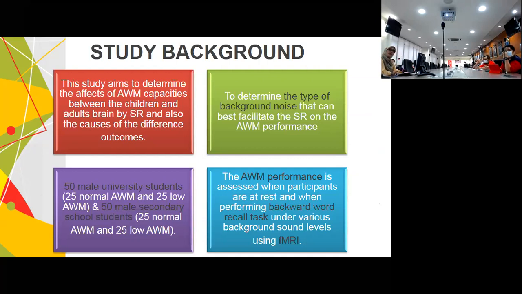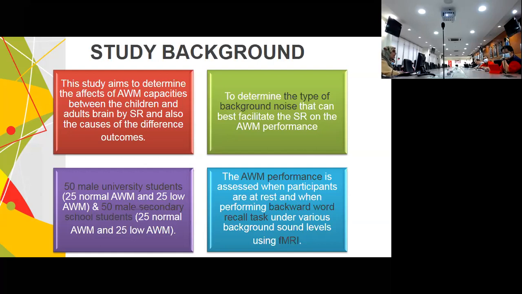The aim of this study is to determine the effects of SR on AWM between the children and adult brain, and also the causes of different outcomes, and to determine the type of background noise that can best facilitate SR on AWM performance. In this study, we are going to recruit 50 male university students, categorized into 25 normal AWM and 25 low AWM. Another group is 50 male secondary school students, also categorized into 25 normal AWM and 25 low AWM.